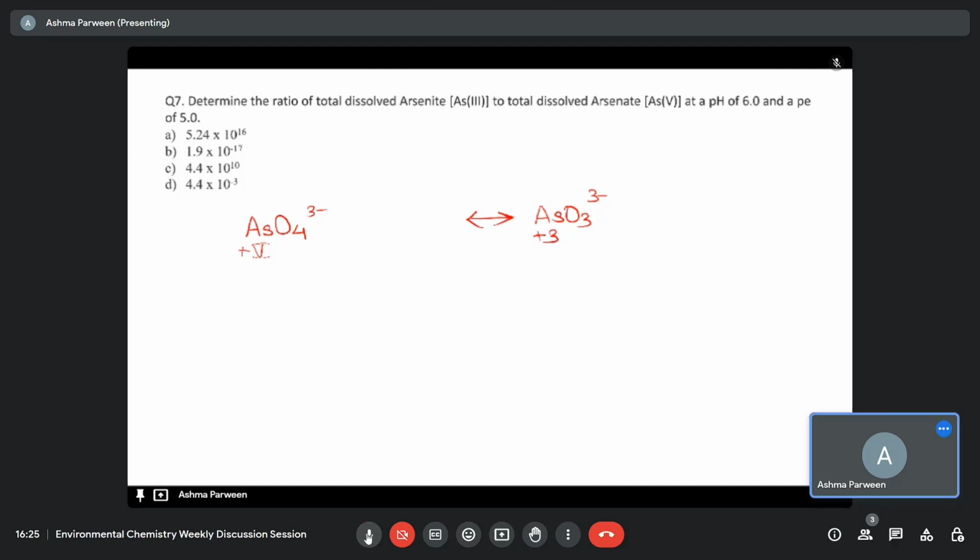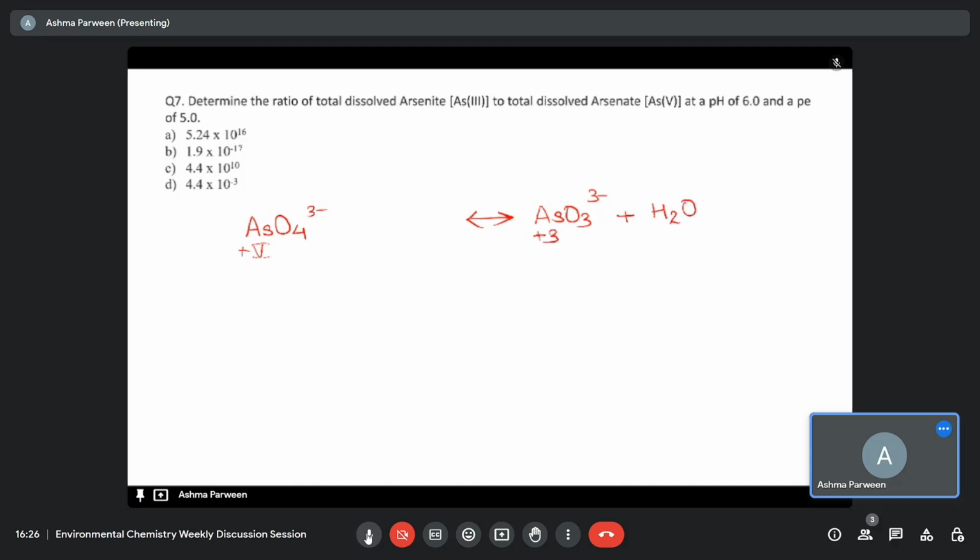Okay, let's see. So the arsenate form exists as AsO4 3-. Here the oxidation state of arsenic is +5. So it will accept electrons and get reduced and form arsenite, that is AsO3 3-. So let's first balance this reaction. Arsenic is already balanced. We will next balance oxygen. There is one oxygen less on the product side, so we will add one H2O.